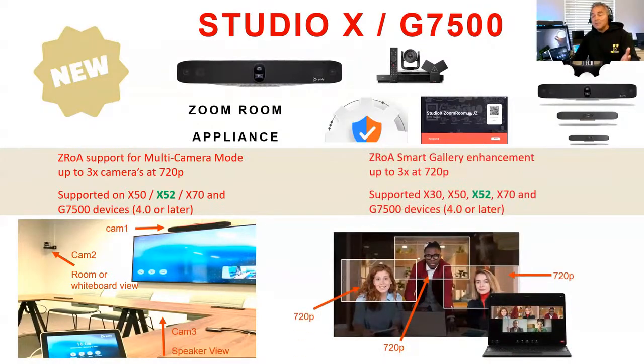Smart gallery, same thing. With smart gallery, it's different from having a complete room view. It will just cut out the different participants in the room, but with just one camera. Just making sure that that is the case. It's just trying to cut out those participants and show them, which is 720p.